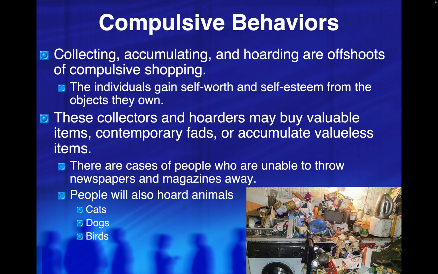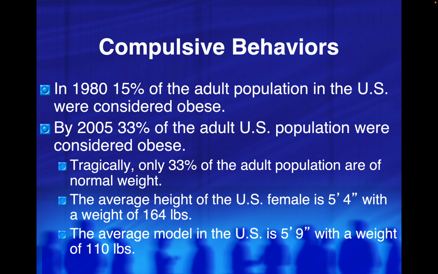Collecting, accumulating, and hoarding are offshoots of compulsive shopping. The individuals gain self-worth and self-esteem from the objects they own. These collectors and hoarders may buy valuable items, contemporary fads, or accumulate valueless items. There are cases of people who are unable to throw newspapers and magazines away. People will also hoard animals: cats, dogs, birds. One time in Montana, this guy had over 200 goats. I won't tell you what happened.